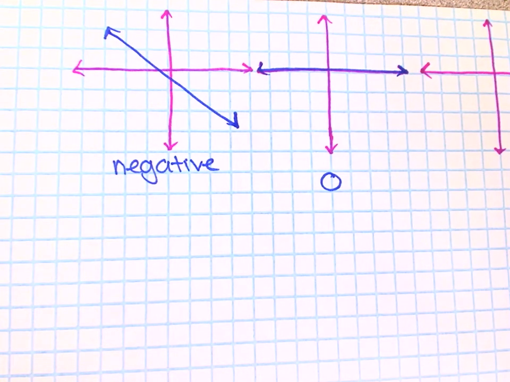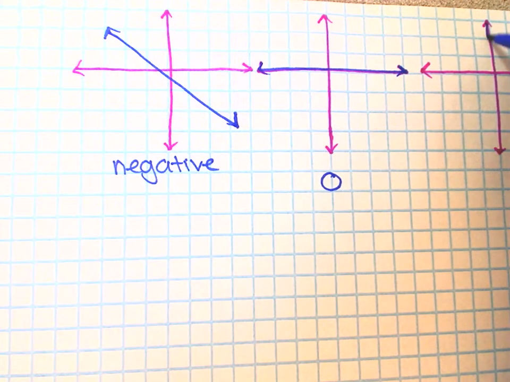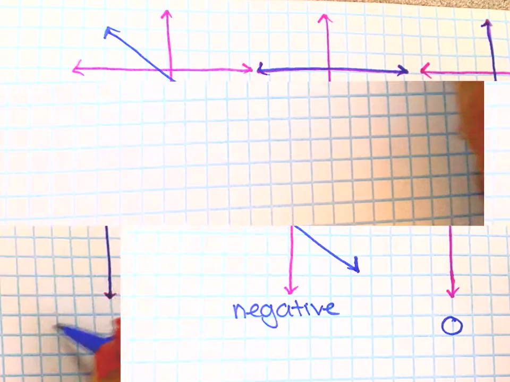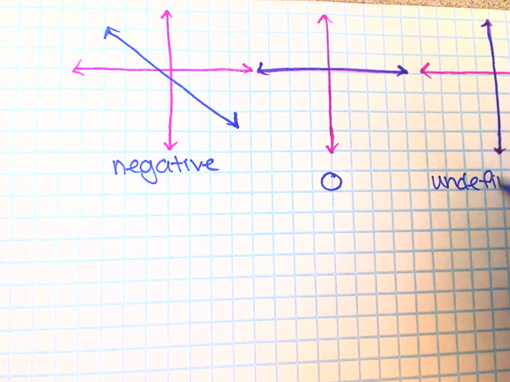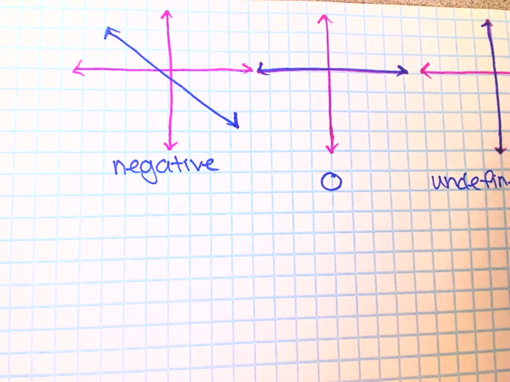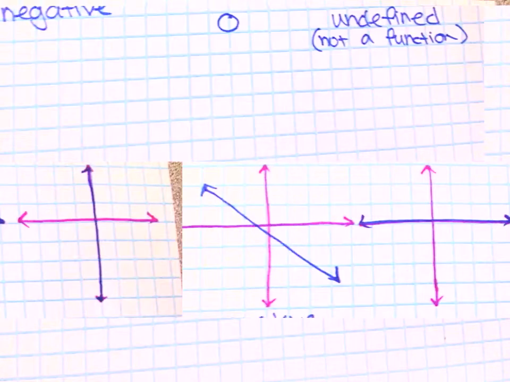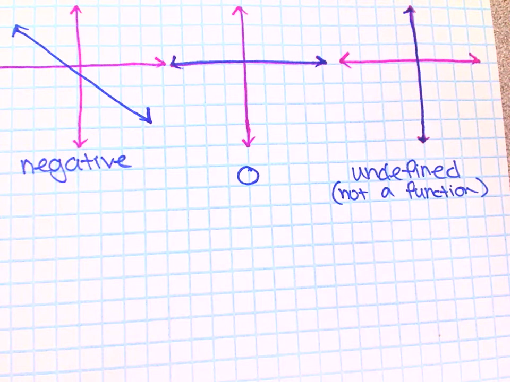If your line is exactly on the y-axis, that slope is called undefined. There is no slope, also known as not a function. We learned about functions before. So if it's exactly on the y-axis, the answer is undefined. So if I said, what is the slope of that line? You would say undefined. If I said, what is the slope of this line? You would say 0. Okay?